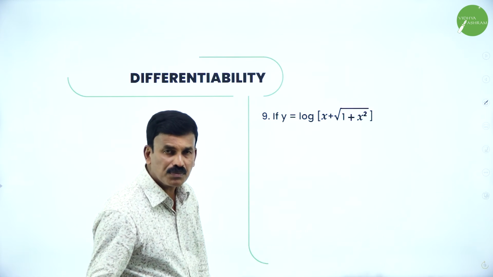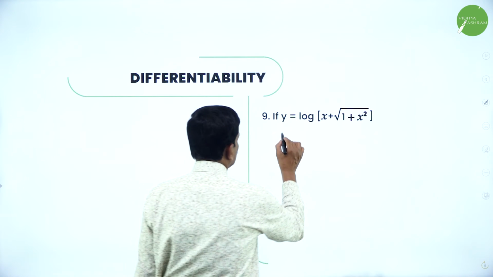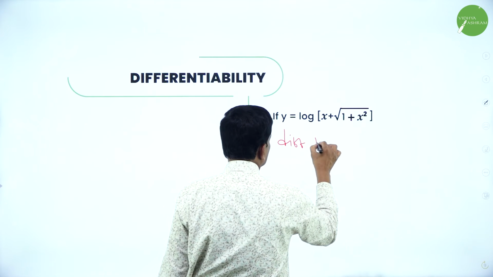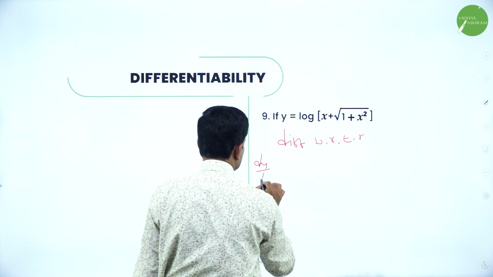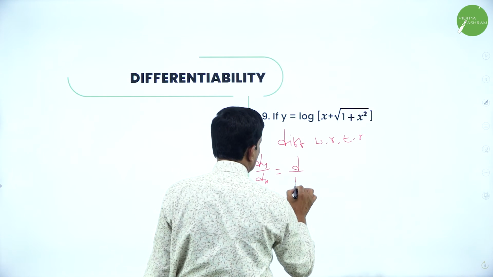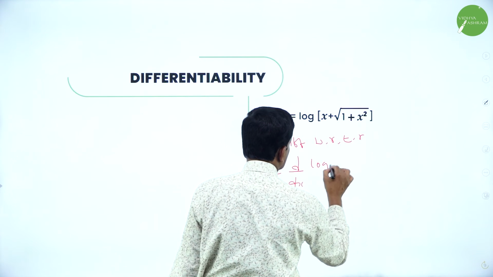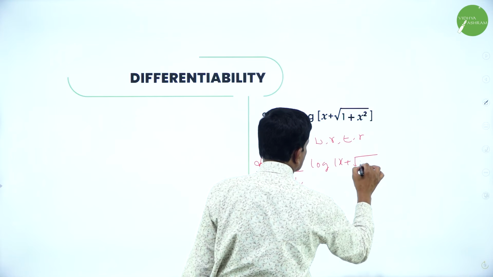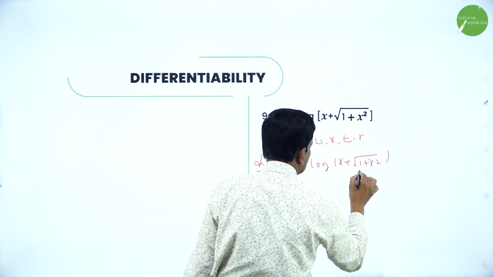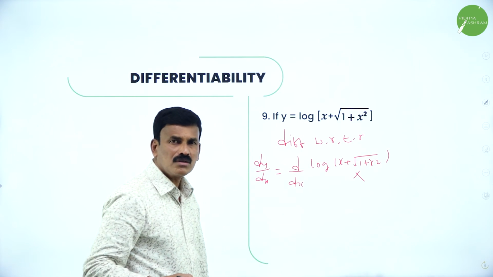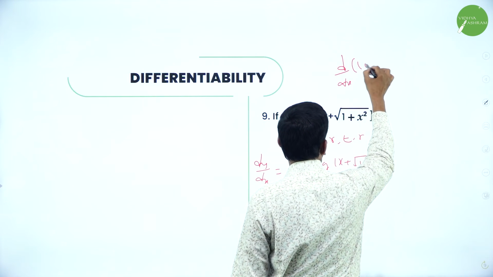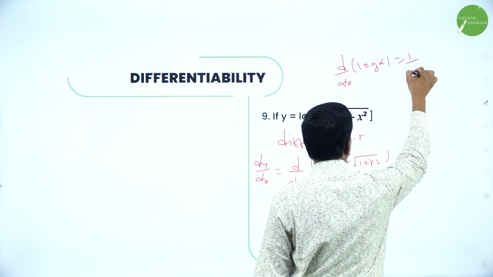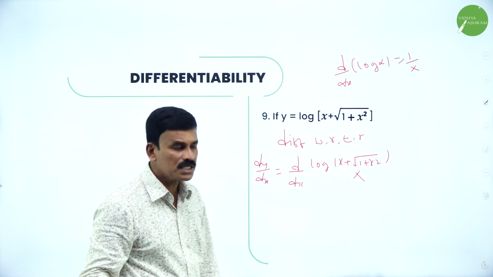This is also an important problem indeed. Differentiating with respect to x, dy by dx is equal to d by dx of log of x plus root of 1 plus x square. Now, let us call it as x, log x. What is the derivative of log x? d by dx of log x is equal to 1 by x. The derivative of log x is 1 by x.